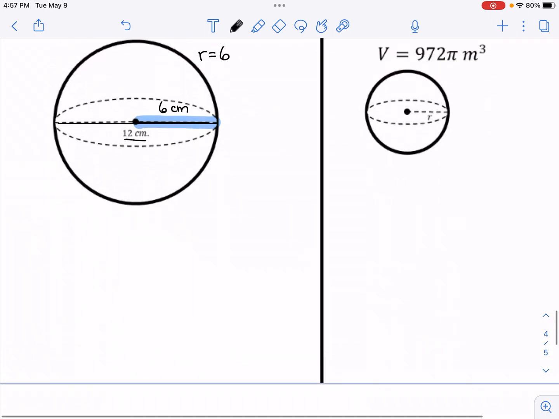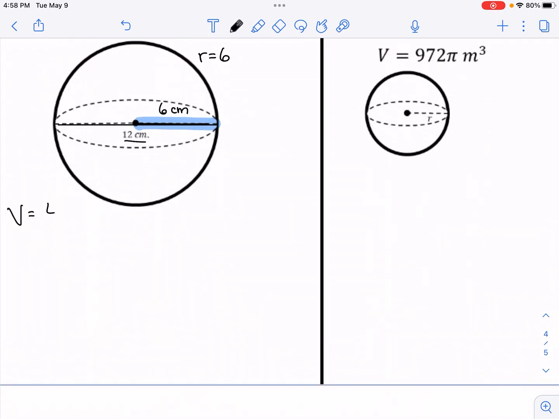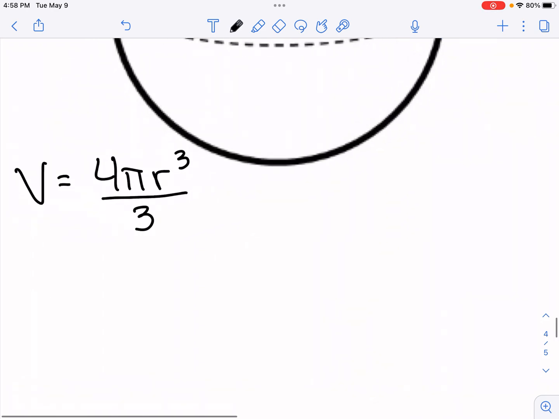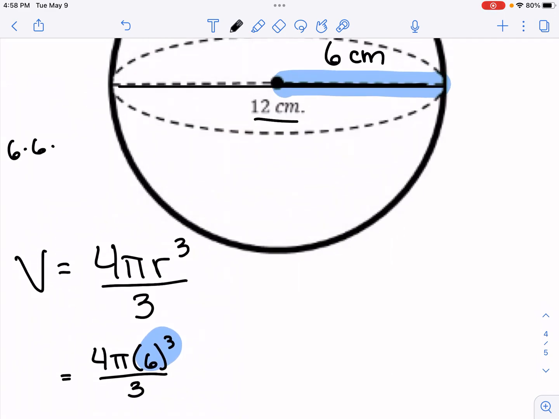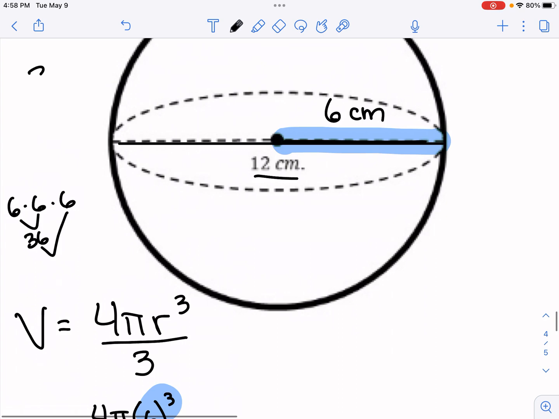We're going to get some big numbers, but as we start this, we always write out the formula: 4 pi r cubed divided by 3. And we're going to plug in 6 for the radius. We're going to go through the same steps as the other problem. So we're going to work on 6 cubed, which means 6 times 6 times 6, a very big number. 6 times 6 is 36. And then 36 times 6, we'll do that real quick. It's 216.